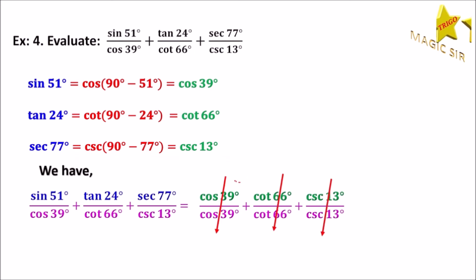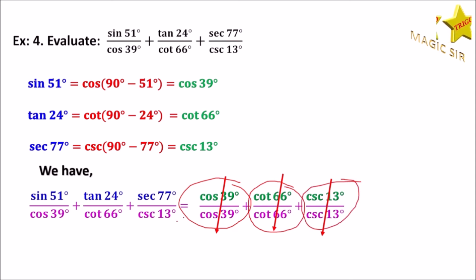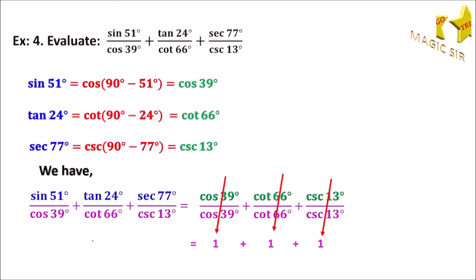Simplifying, we get cos 39 degrees upon cos 39 degrees equal to 1. Cot 66 degrees upon cot 66 degrees equal to 1. And cosec 13 degrees upon cosec 13 degrees equal to 1. Hence, 1 plus 1 plus 1 is equal to 3.